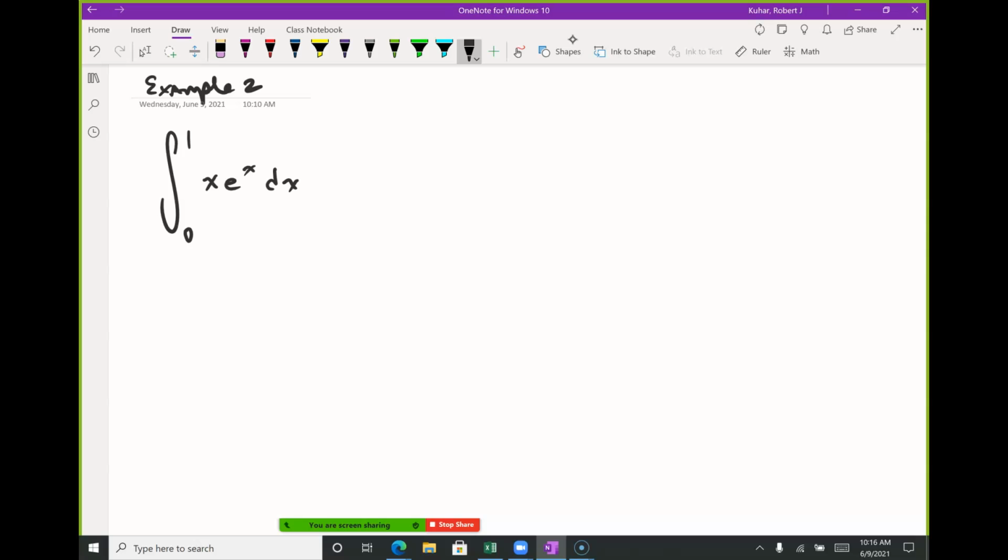Actually, let's make it easier. Let's go 0 to 4, just because when I do the partitions, I don't want to work that much. You can see I would have had 1 over 4 for my delta x's. Now I have 4 over 4 for my delta x's when I do Simpson's rule. So the integral from 0 to 4 of x e to the x dx. So we're going to do the exact area first using tic-tac-toe, right?